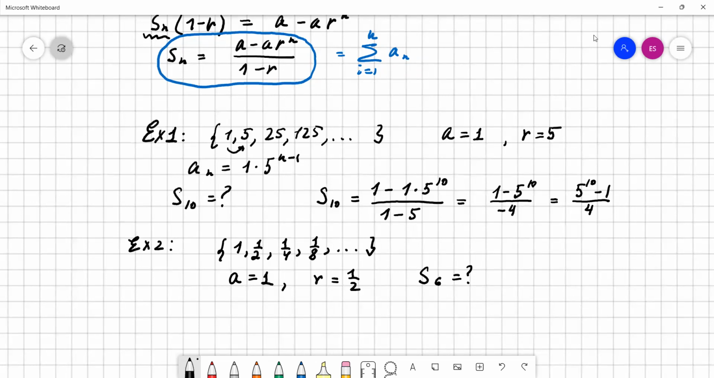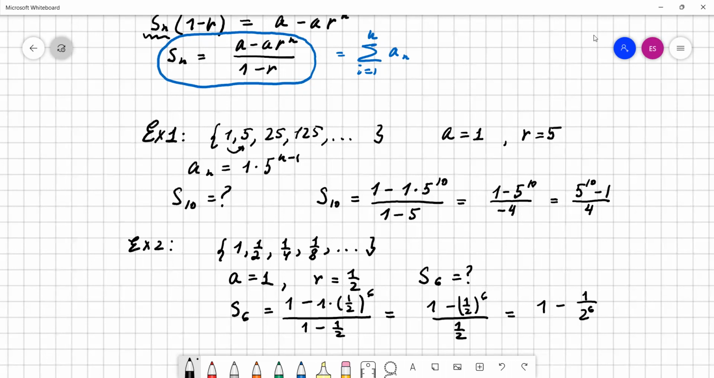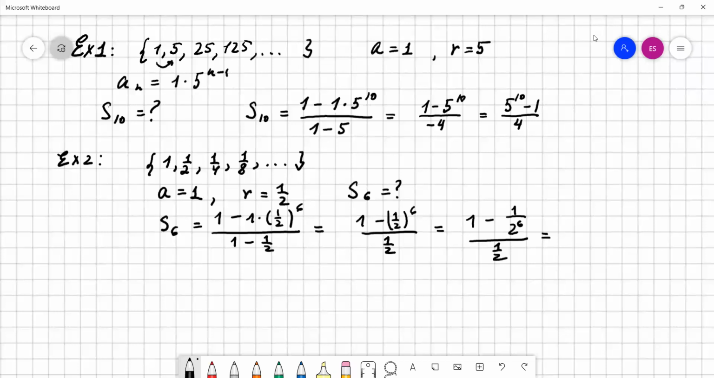Okay, how to find it? Again, we are going to use the formula. The sum of 6 terms is the first term 1 minus the first term times 1 over 2 to the power of 6, and here 1 minus 1 over 2. Well, what do we have? 1 minus 1 over 2 to the power of 6, and here in the denominator 1 minus 1 over 2 is 1 over 2. 1 over 2 to the power of 6 is 1 over 2 to the power of 6, right? And here 1 over 2 can be represented as, use a calculator, 2 to the power of 6.